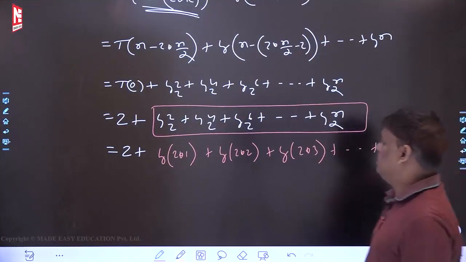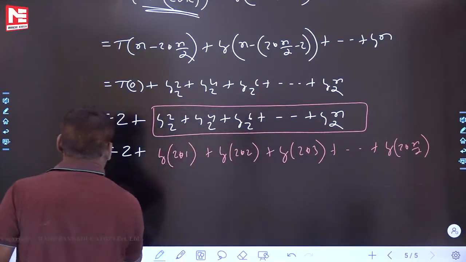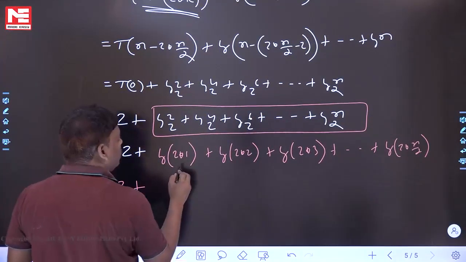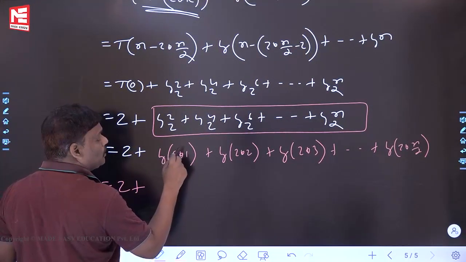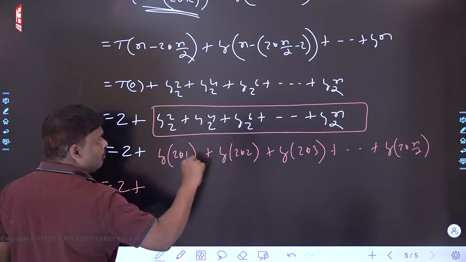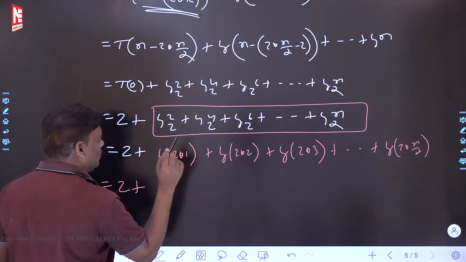Log 2 into n by 2. Next one, this can be written as 2 plus. Can you help me now? I think because everyone is an even number, every even number can be written as 2 into something. I have written it. Now what is the answer?